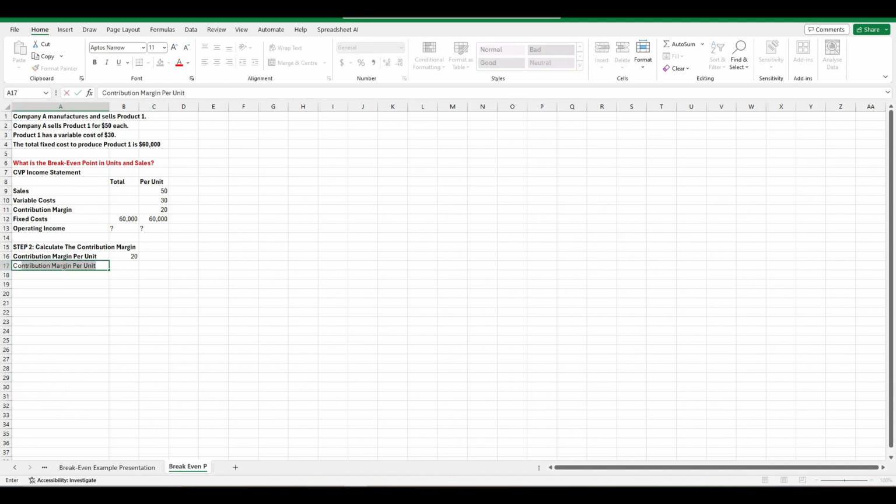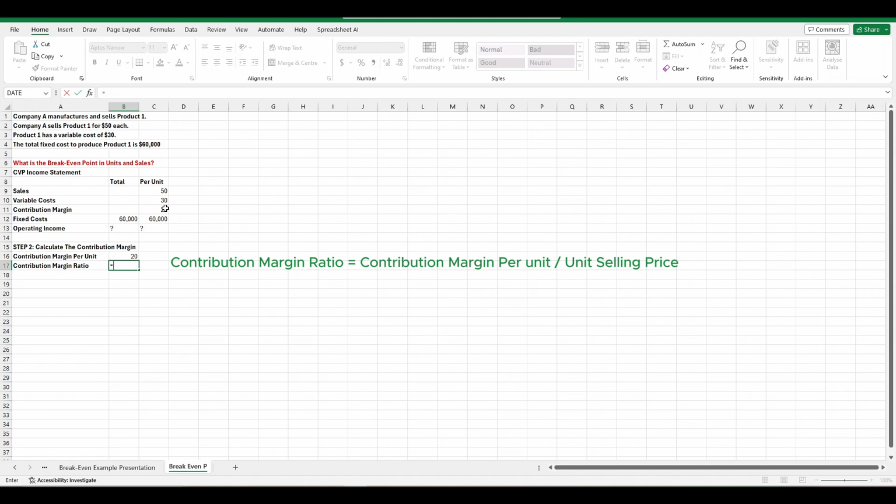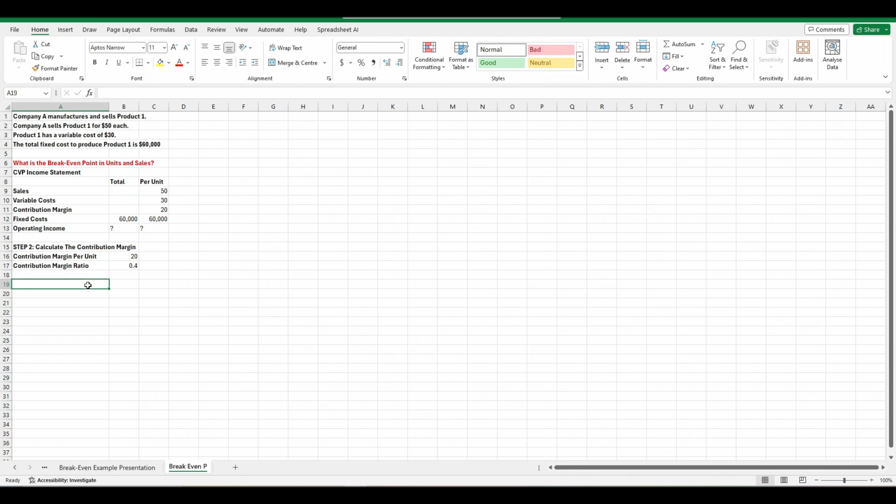And now we want to find our contribution margin ratio. And to do this, it's our contribution margin per unit divided by our sales per unit. And it's just very easy. You're just doing your contribution margin, so I'll change this to that. So your contribution margin per unit divided by sales. And it gives you 0.4. So now we can actually calculate our break-even point. So this gives us step 3, to calculate the break-even point.